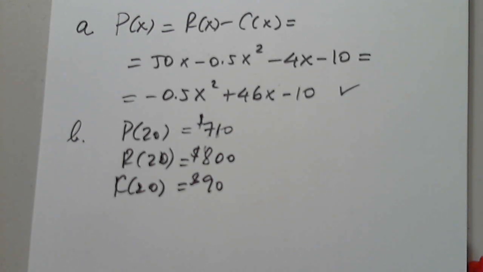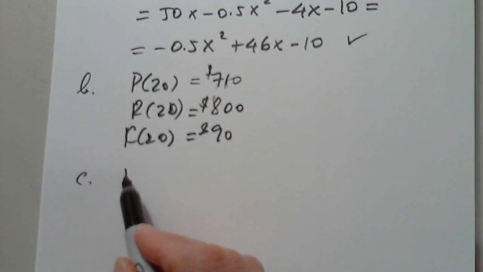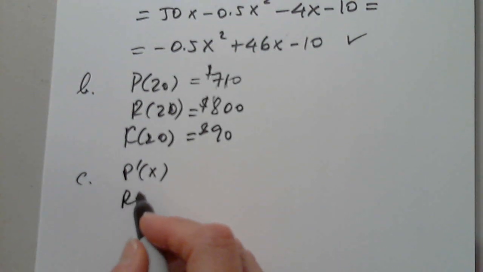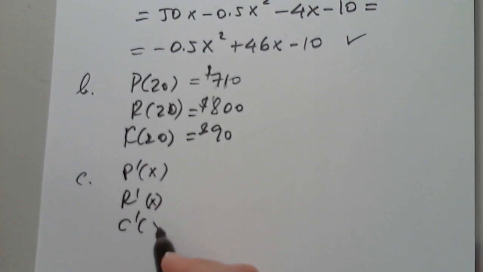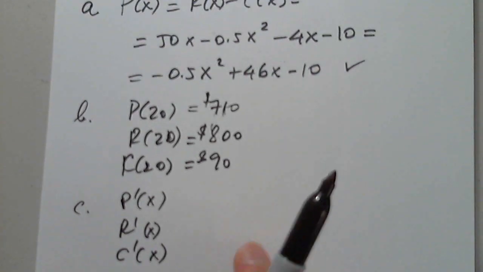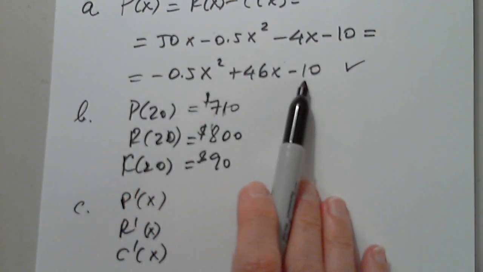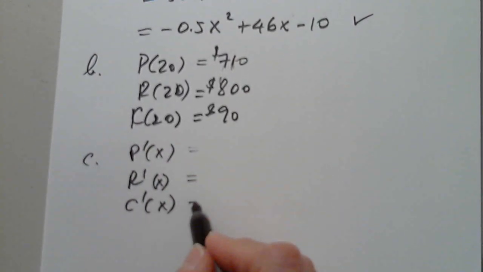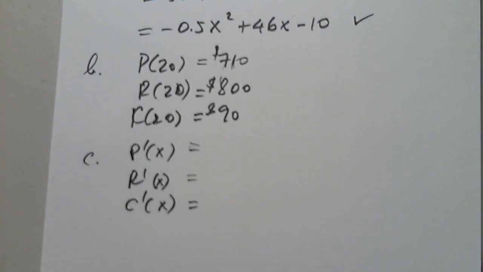Next. R prime, C prime, and P prime. So part C. I'm going to still keep them in the same order. P prime, R prime, and C prime. Good. Can anyone differentiate the profit for us? And tell me what to write. Profit prime, revenue prime, cost prime.